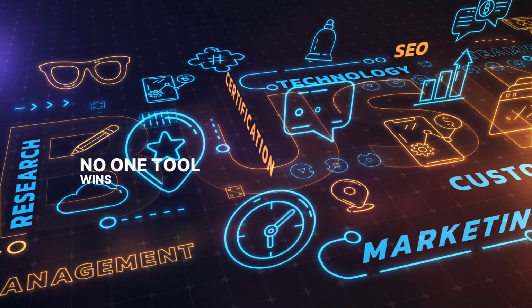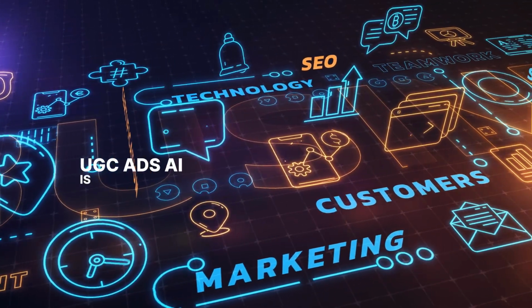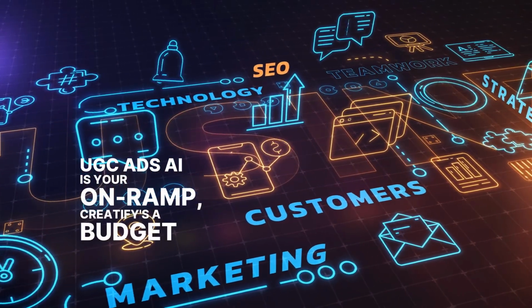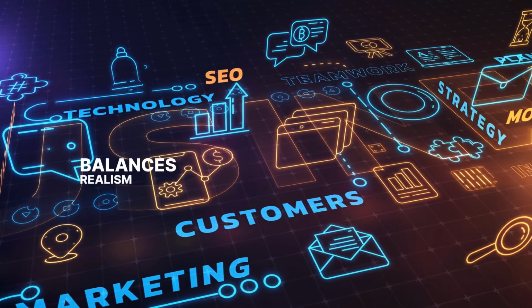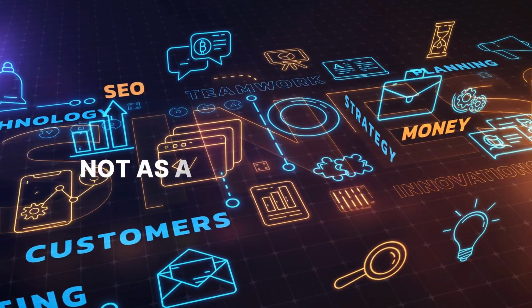No one tool wins every category, so here's my quick takeaway. UGC Ads AI is your on-ramp. Creatify's a budget pick. ArcAds balances realism and speed. And V3 is good for specific shots, but not as a core engine.